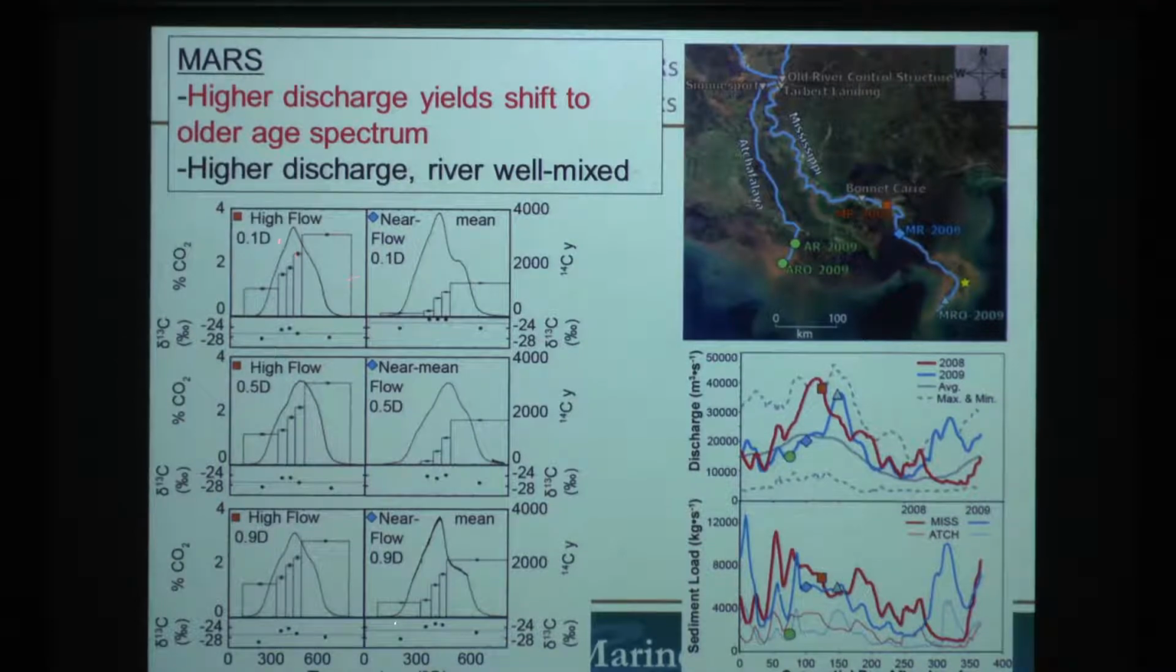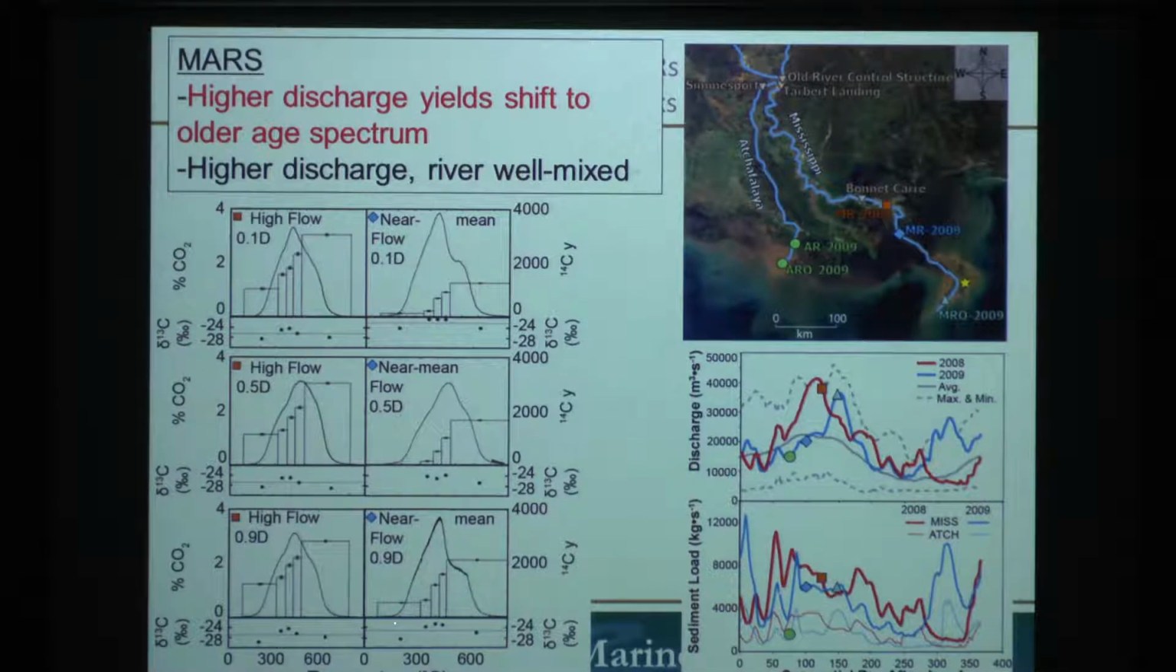But in any case, these two columns are samples from different flow regimes, different discharges, and this is during high discharge in 2008, and this is during near mean discharge in 2009. And it's at different depths, so that's near the surface, that's halfway down, and that's 0.9 of the river depth at the point where we sampled. It's a lot of data to digest, but the main thing to look at is that the age spectra during the high discharge are normally higher than the low discharge.